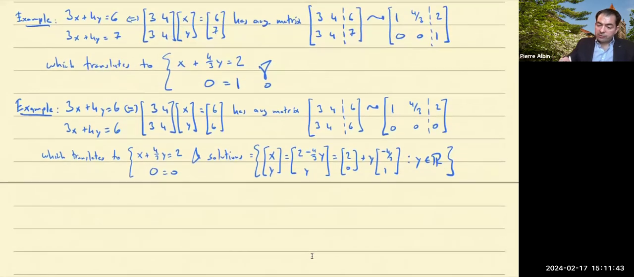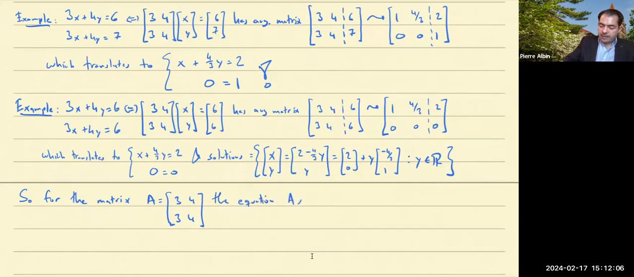Notice that in these last two equations, we see that for the matrix [3, 4; 3, 4], the matrix vector equation A times the vector x equals a vector b sometimes has no solutions, and sometimes has many solutions. Infinitely many, as it happens.